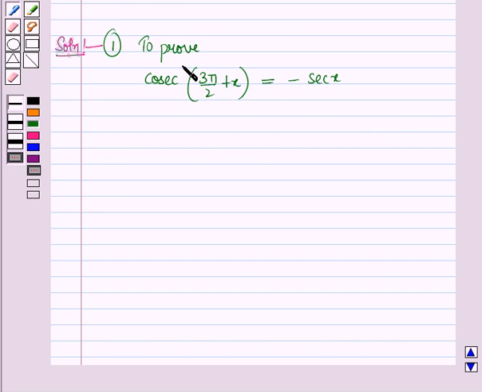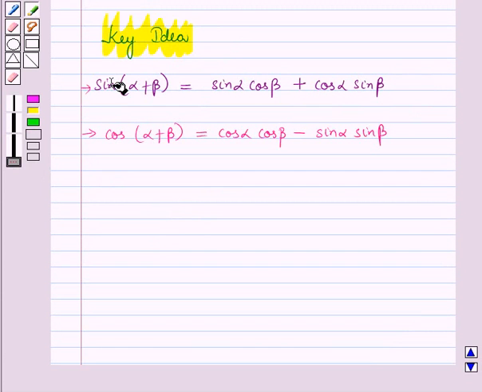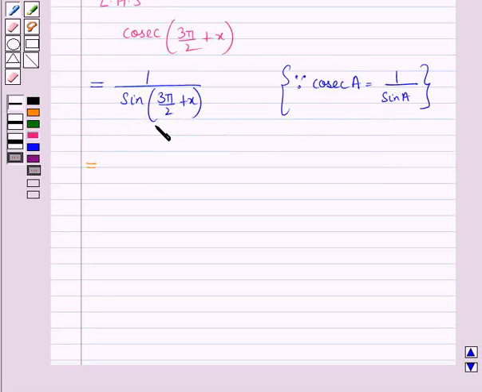Now in the first part we have to prove that cosecant of 3π/2 plus x is equal to minus secant x. Let us start with the left hand side. Here the left hand side is cosecant of 3π/2 plus x. We know that cosecant of x is equal to 1 upon sine x. So cosecant of 3π/2 plus x will be equal to 1 upon sine of 3π/2 plus x. Further, using the result given in the key idea, let 3π/2 be alpha and x be beta, and we will apply the formula of sine of alpha plus beta.